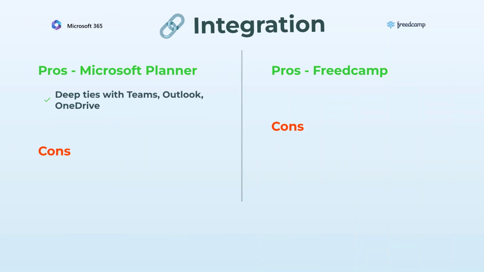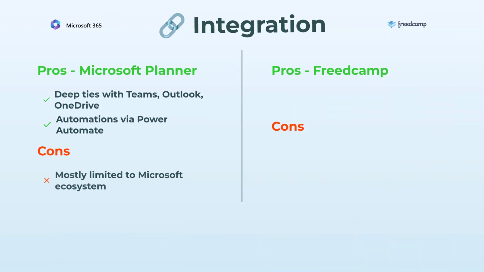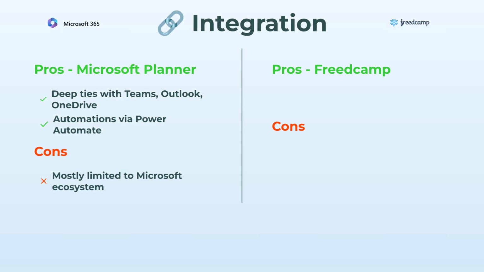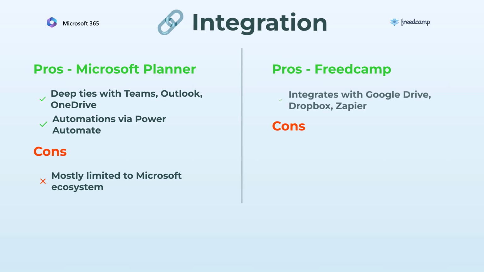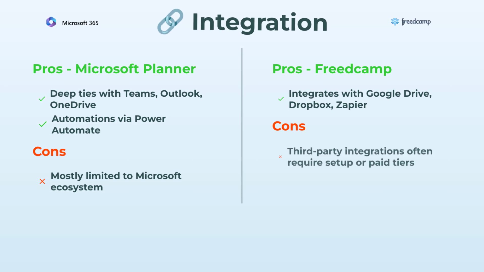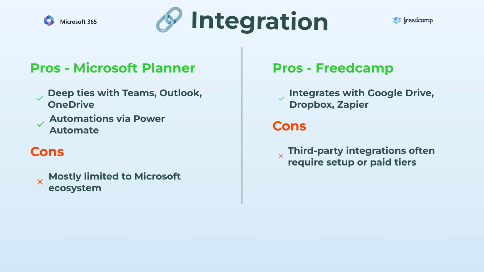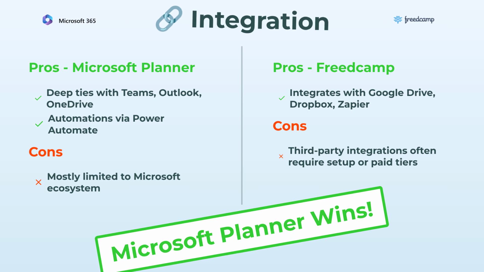Let's talk integrations, because no app matters if it doesn't play nice with your other tools. Planner is super tight with the rest of Microsoft 365: Teams, Outlook, OneDrive, you name it. Automations through Power Automate are slick too. Downside? You're mostly limited to Planet Microsoft. Freedcamp, though, connects with Google Drive, Dropbox, Zapier, and a bunch more. Awesome. But here's the catch. Sometimes you need to tinker or pay for the best integrations. If your team lives inside Microsoft, Planner has the upper hand here.